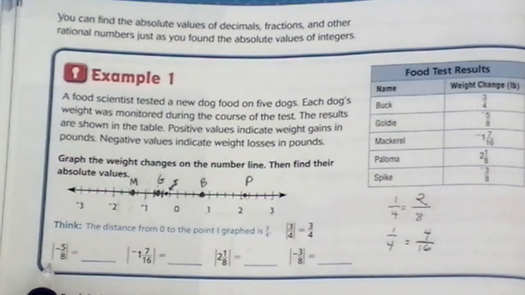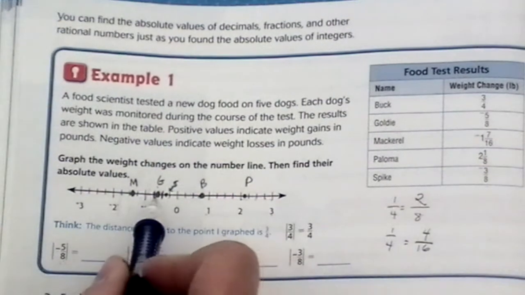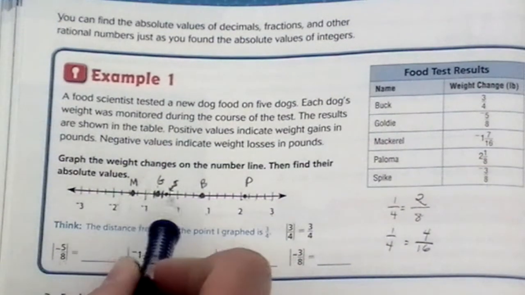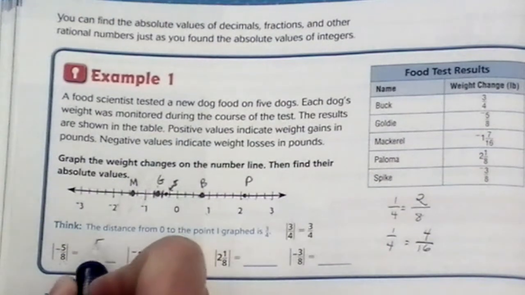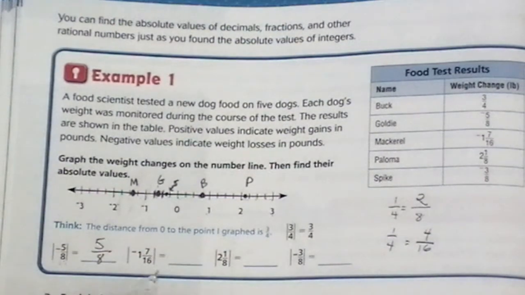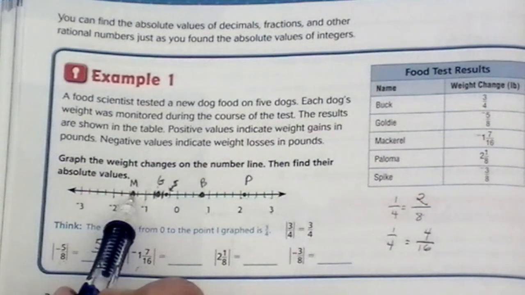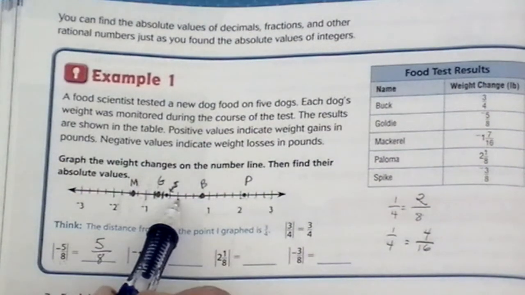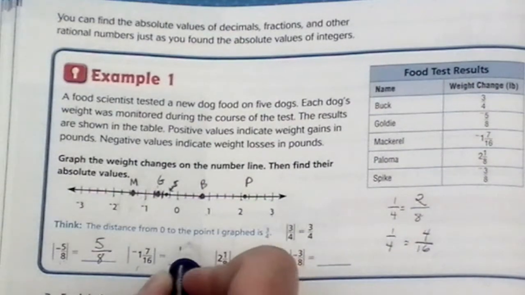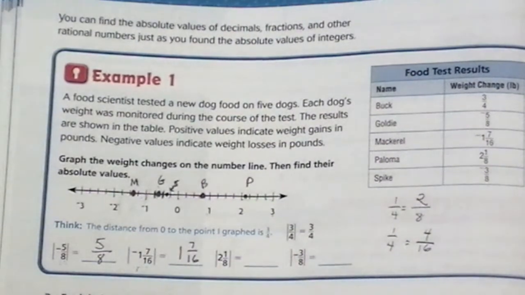Let's do a couple more. So Goldie was at -5/8. They're asking us, what's the absolute value of -5/8? Well, here's Goldie. How far is -5/8 from 0? Oh, it's 5/8. 1 7/16 was Mackerel. Here's Mackerel. How far is Mackerel from 0? Well, she's 1 7/16 away from 0.